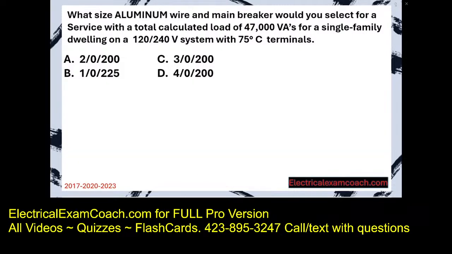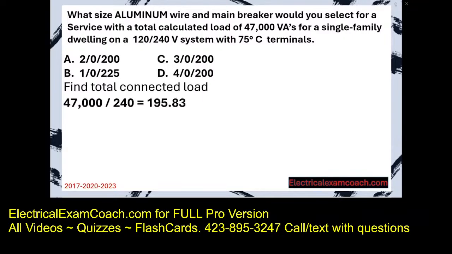What size aluminum wire and main breaker would you select for a service with a total calculated load of 47,000 VAs for a single family dwelling on a 120/240 volt system with 75 degree C terminals? Step 1, we're going to find our total connected load. In this case, they've given it to us, and we're just going to divide, just like we did before.